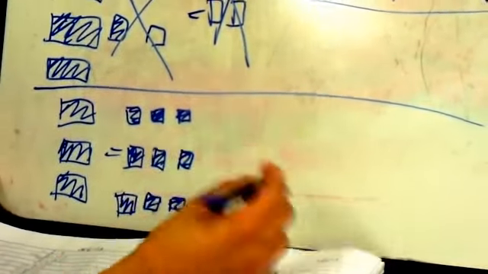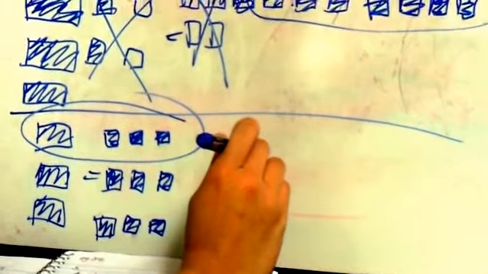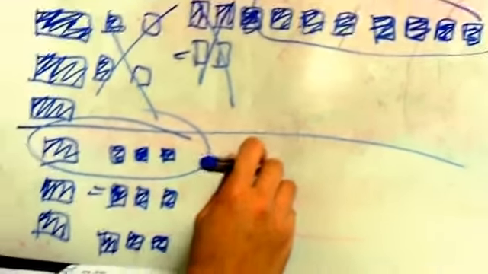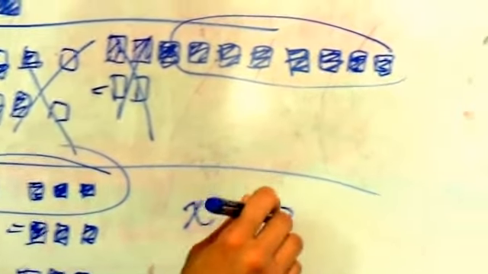And there we have showed that we have shared 9 equally with 3 groups. And then we just need to circle it to make sure that we have isolated it and simplified. So now this is showing that x equals 3.